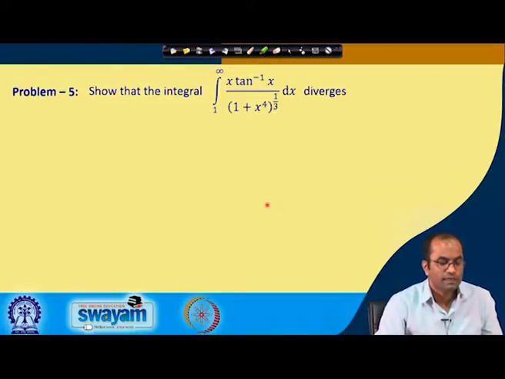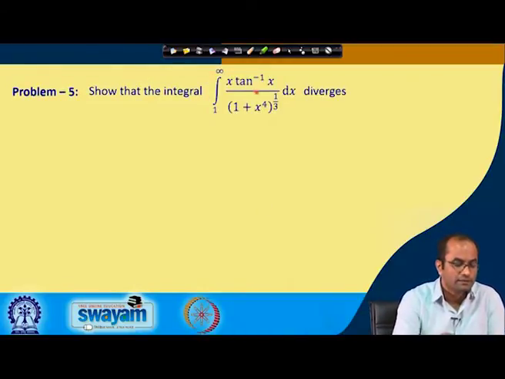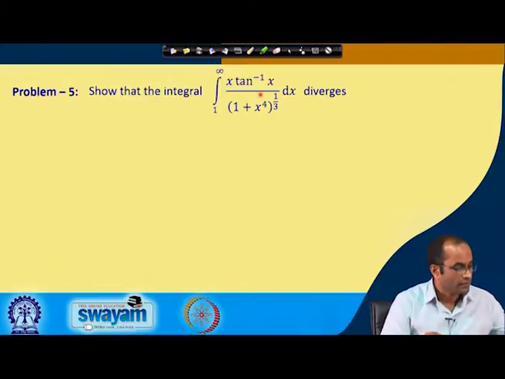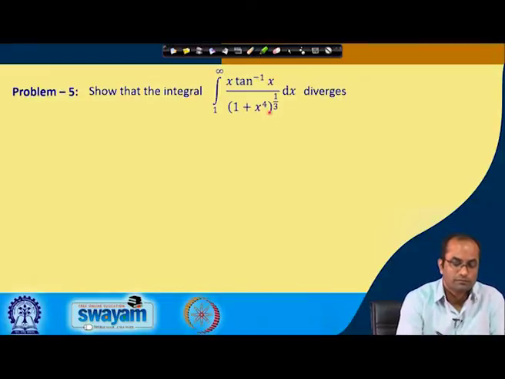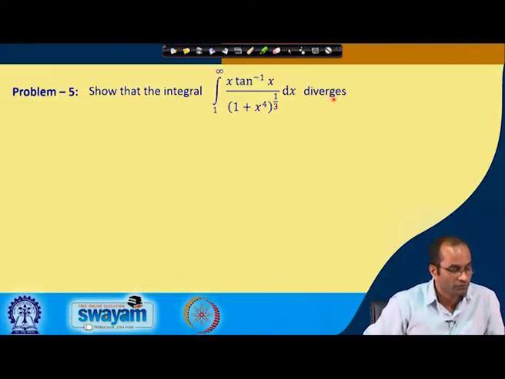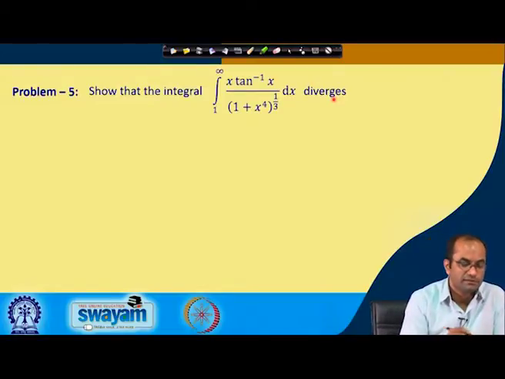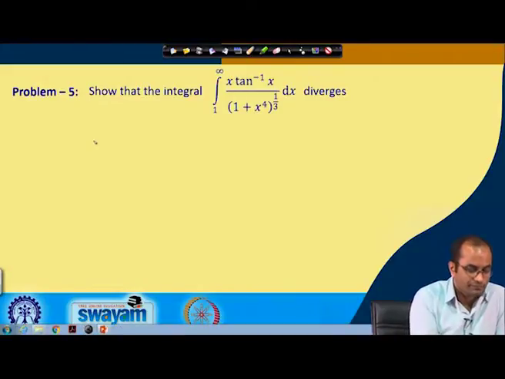Here we will show that the integral of x tan inverse x over (1 plus x to the 4) to the power 1 by 3, dx, diverges. So, now we will show here that this integral diverges. Let us take the integrand term and assume that this is f(x).